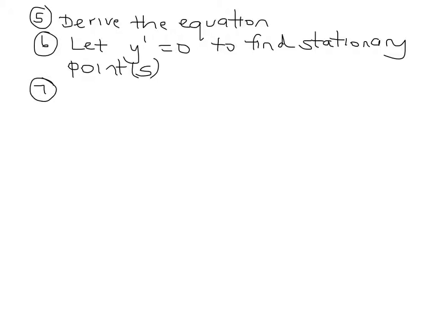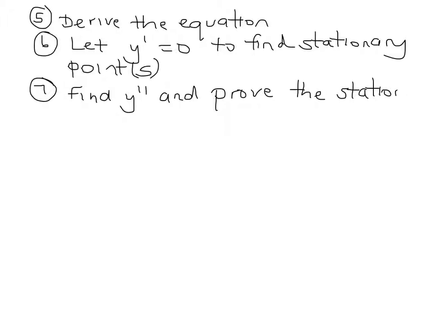Step 7 is to find the second derivative and prove that the stationary point is either a max or a min, as said in the question, whichever one's appropriate.